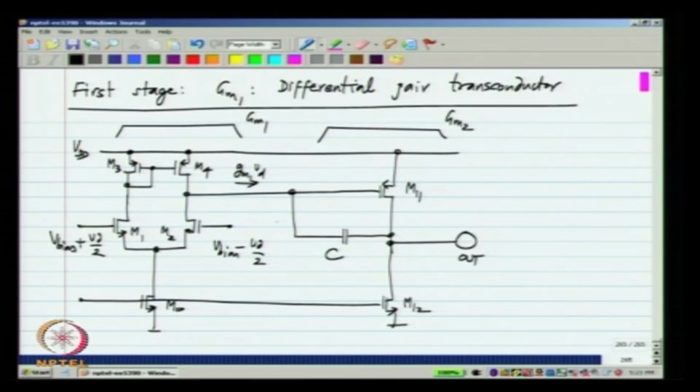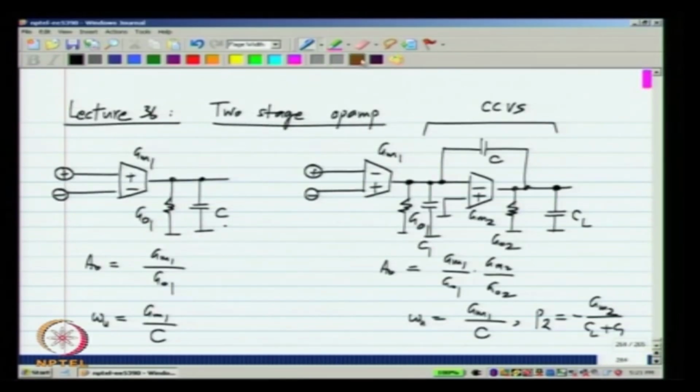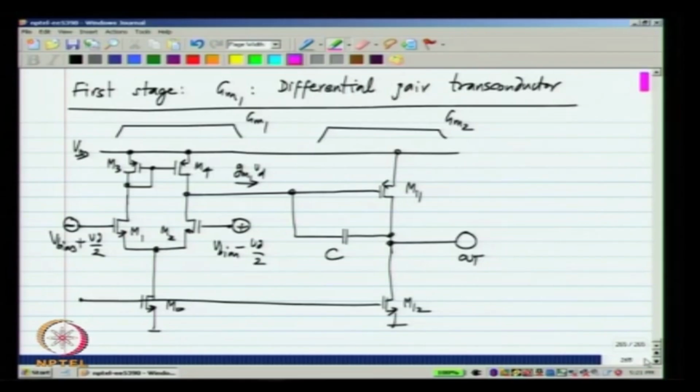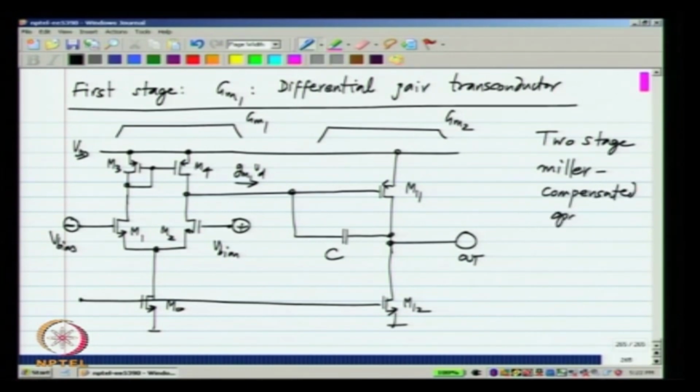If this is the output, this is the positive input and that is the negative input. That is obvious from these polarities. This is negative and that is negative. So, the gain from there to the output is positive. So, this is our two stage op amp. If you recall, it was also called the Miller compensated op amp.